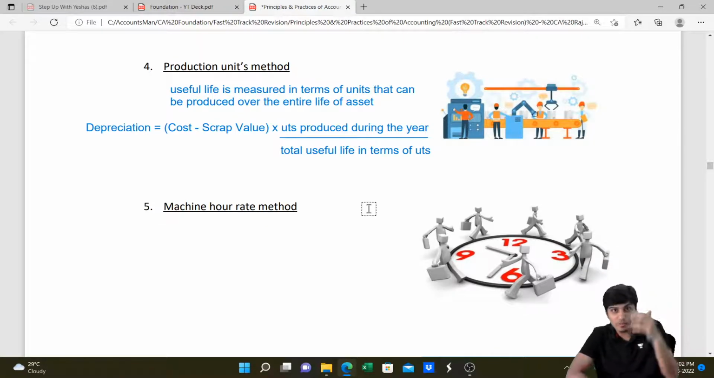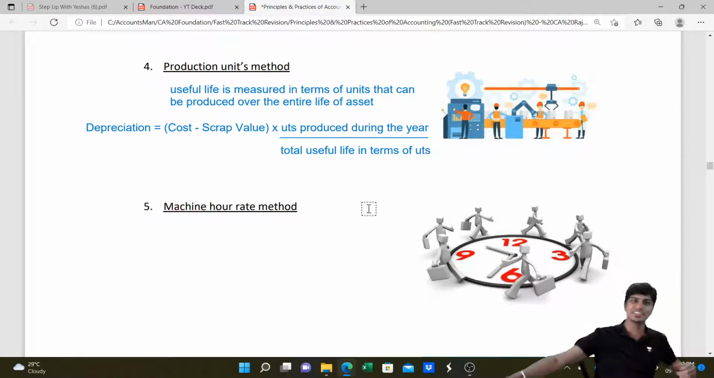So 10,000 divided by 1 lakh, 1/10 of the depreciable amount will be our depreciation for the current year. If in case we produce 50,000 units in the subsequent year, 50% of the depreciable amount should be written off as depreciation in the next year only. So that, my friends, is the production units method.